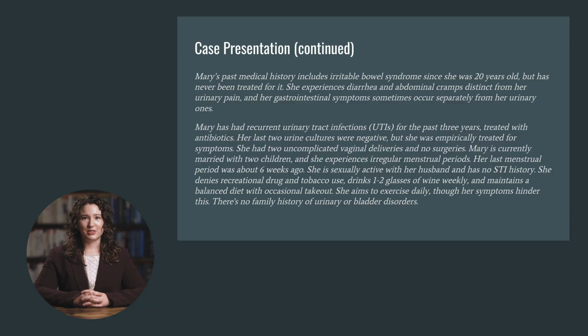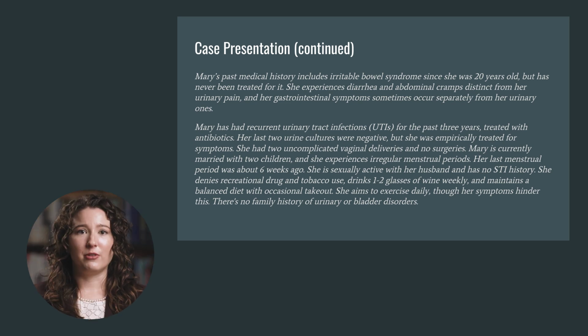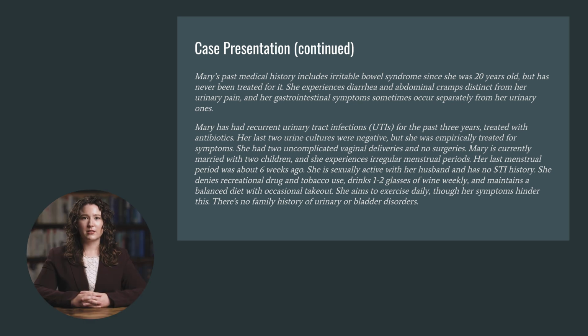Mary's past medical history includes irritable bowel syndrome since she was 20 years old, but she's never been treated for it. She experiences diarrhea and abdominal cramps distinct from her urinary pain, and her gastrointestinal symptoms sometimes occur separately from her urinary ones. Mary has had recurrent urinary tract infections for the past 3 years, treated with antibiotics. Her last 2 urine cultures were negative, but she was empirically treated for symptoms.